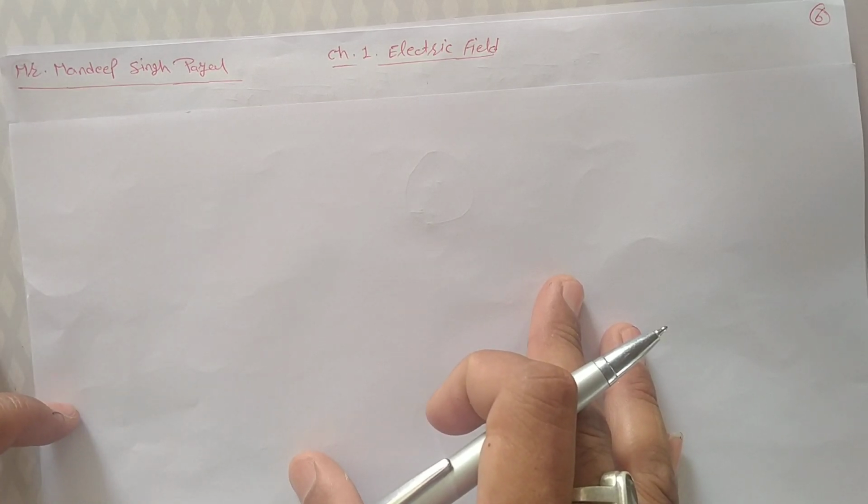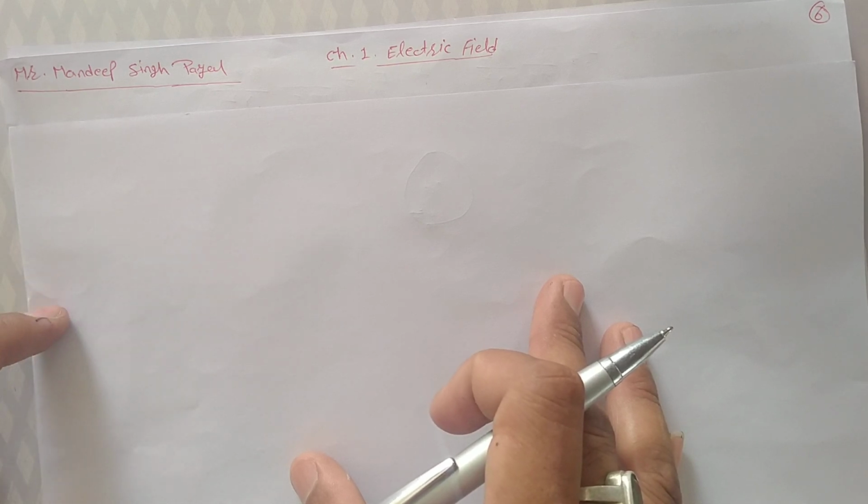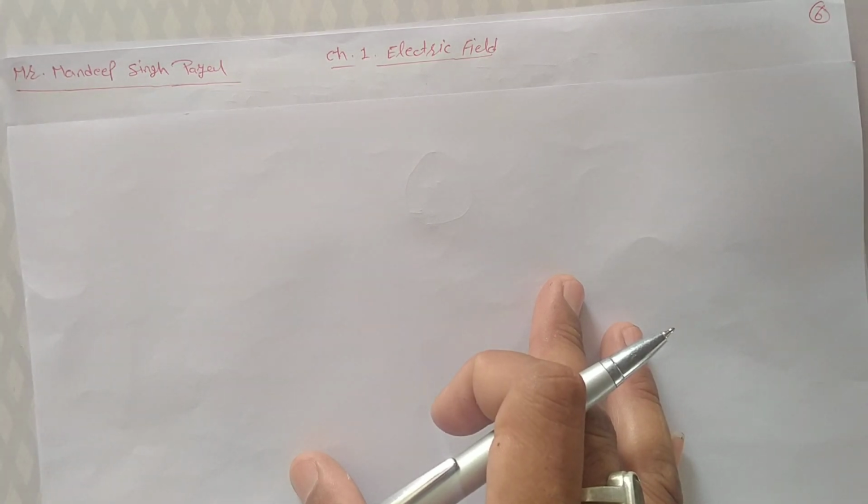Yesterday we discussed electric charge, their properties, Coulomb's law, and dielectric constant. Today we discuss electric field and electric field intensity.